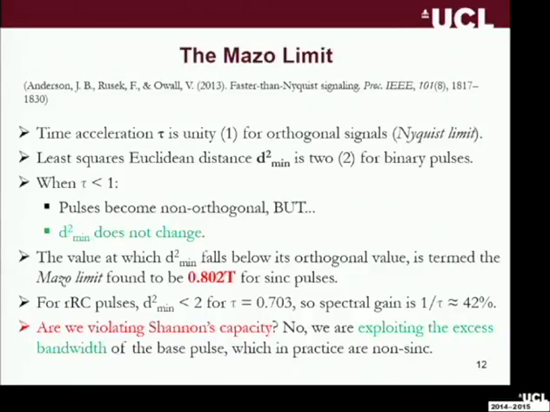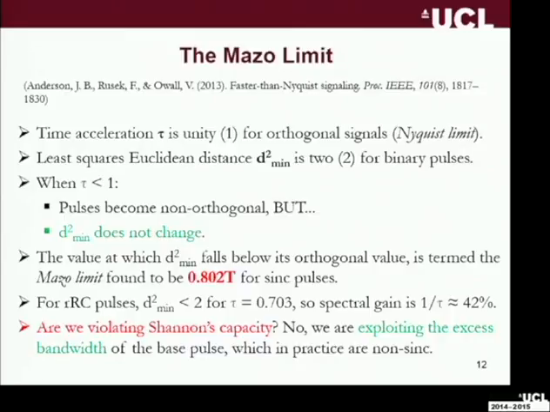Yeah, that's the minimum Euclidean distance. And what you found is when you actually squeeze this, so when delta F times T is smaller than 1, the minimum distance actually still remained 2, which means that the bit error rate would not change, because you're actually not affecting that minimum distance between the pulses. And they squeezed it more and more, and he found that the cutoff is 0.802T.